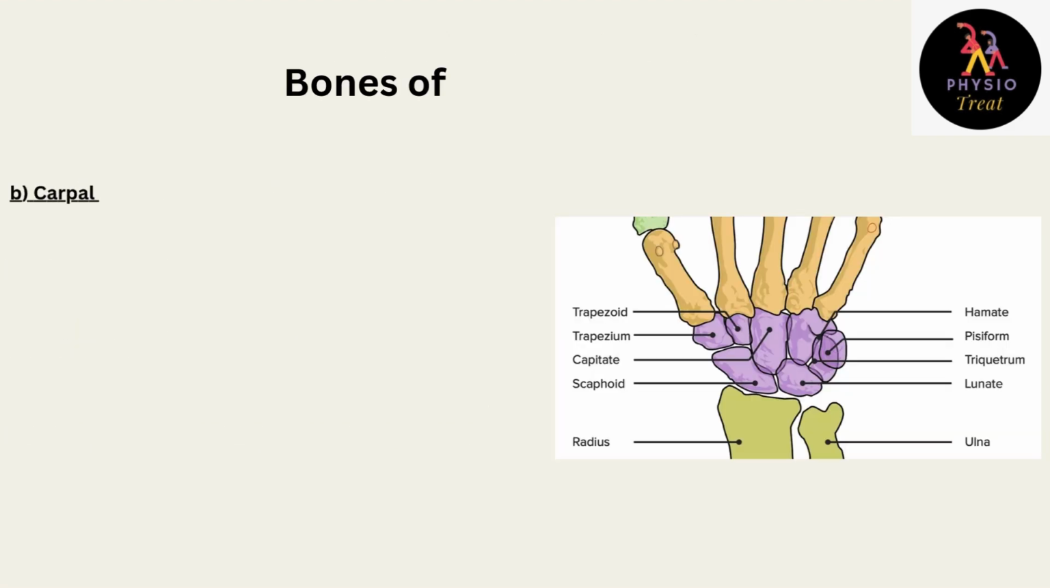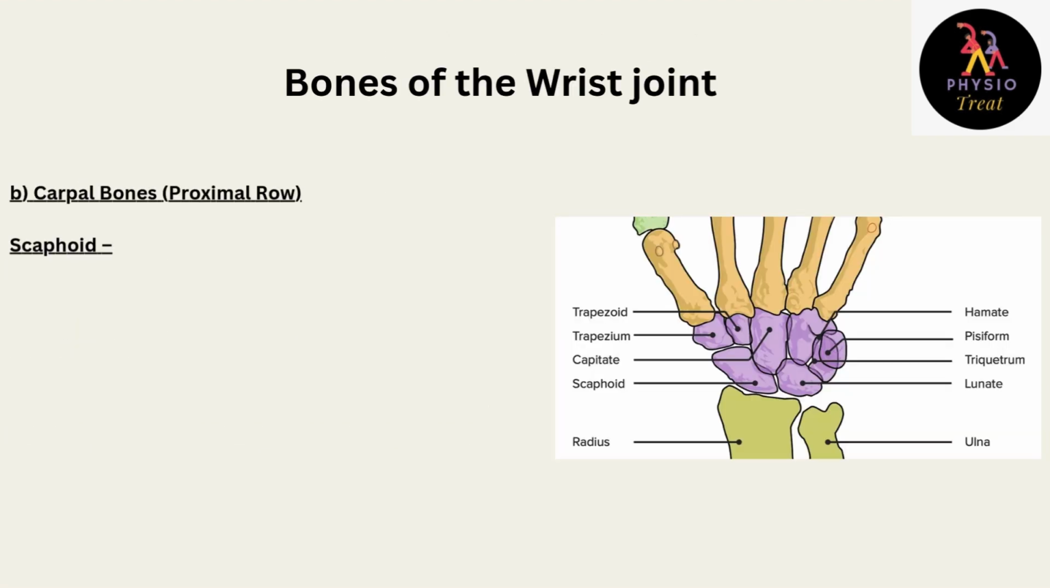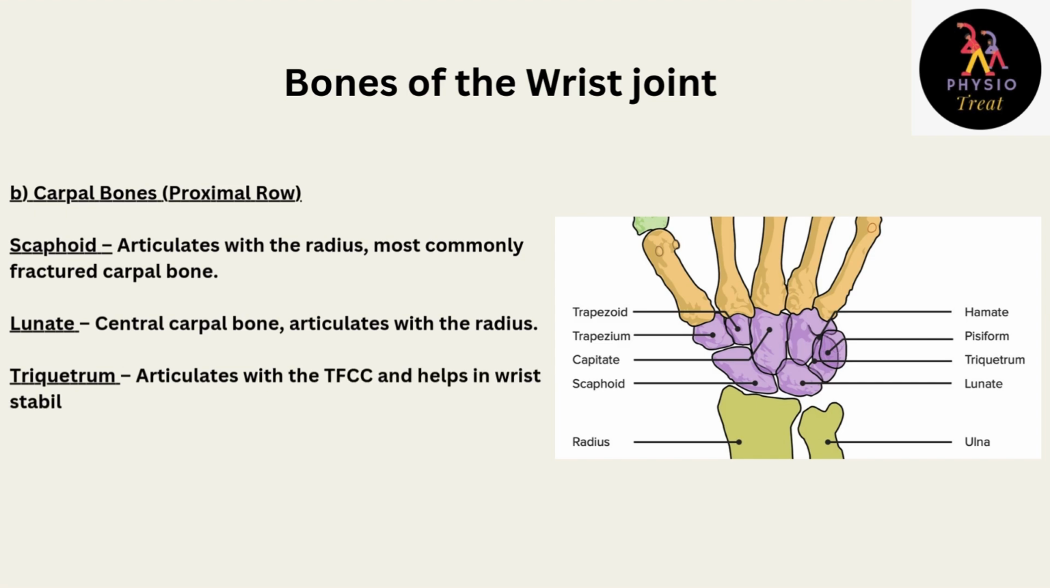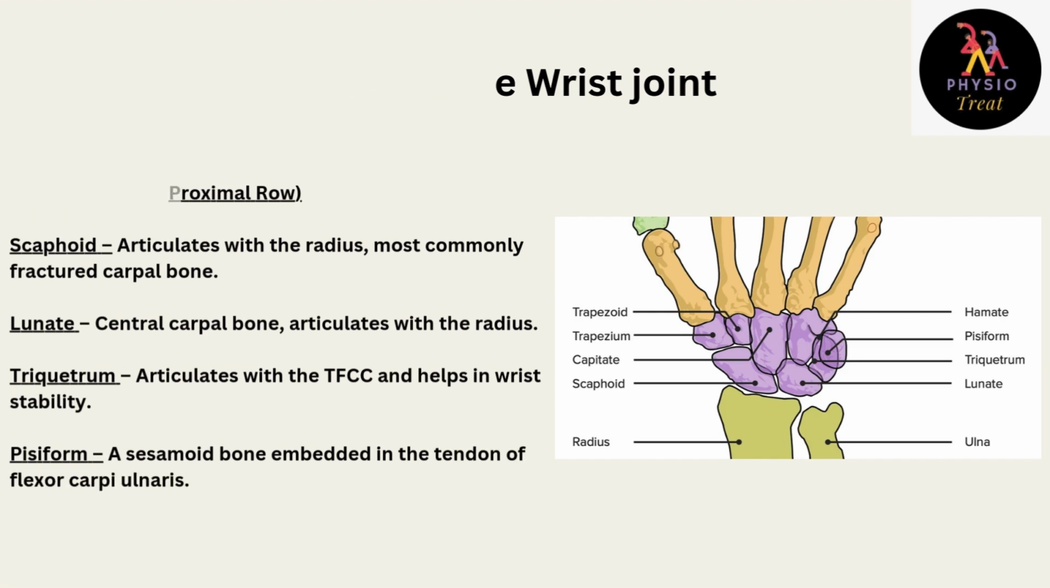B. Carpal bones. Scaphoid articulates with the radius, most commonly fractured carpal bone. Lunate, central carpal bone, articulates with the radius. Triquetrum articulates with the TFCC and helps in wrist stability. Pisiform, a sesamoid bone embedded in the tendon of flexor carpi ulnaris.